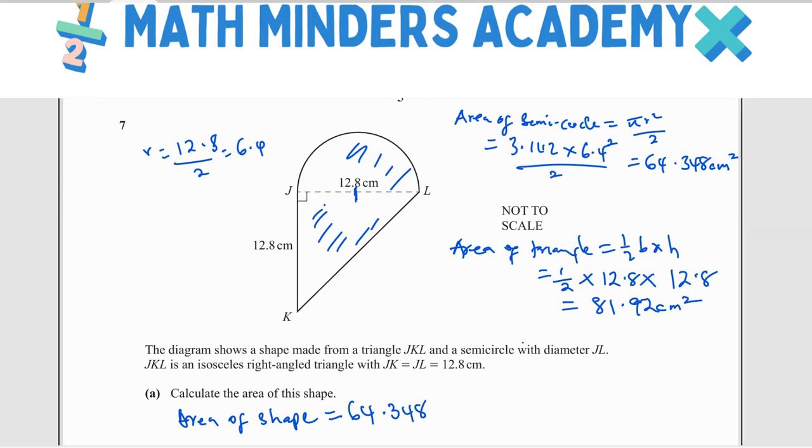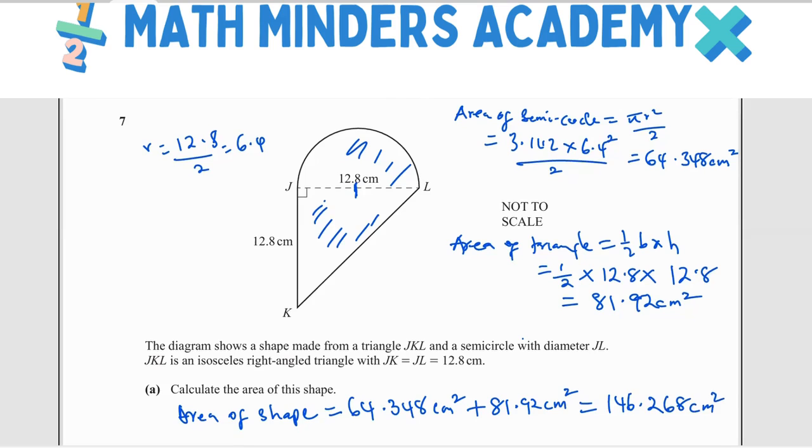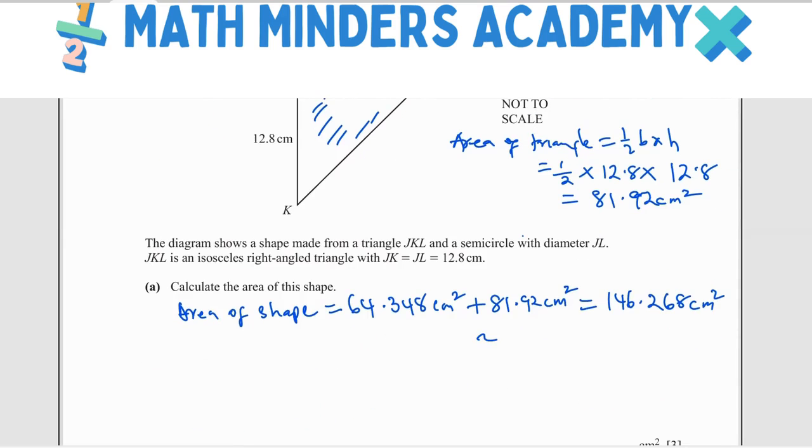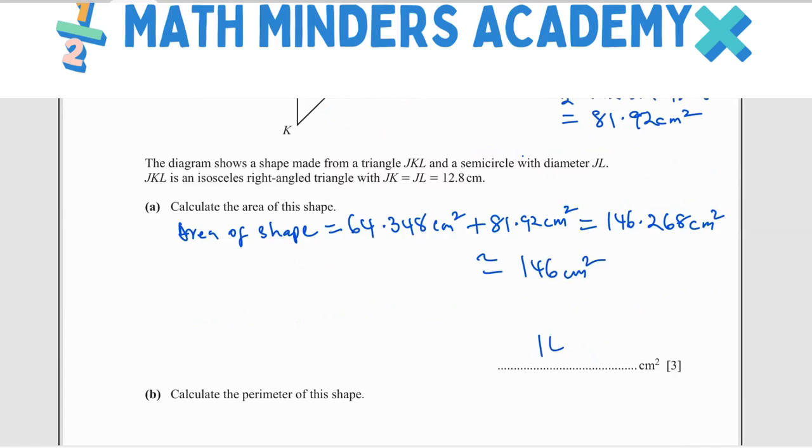So the area of the shape now becomes 64.348 square centimeters plus 81.92 square centimeters. This will be 146.268 square centimeters. So writing this correct to 3 significant figures will give us 146 square centimeters. And so we enter 146 here.